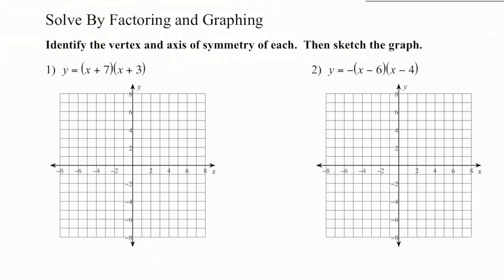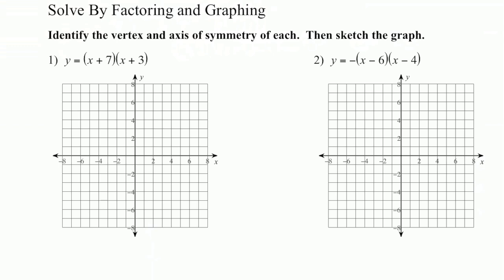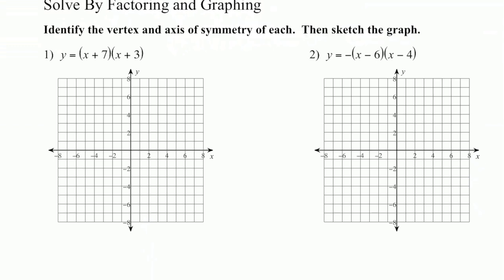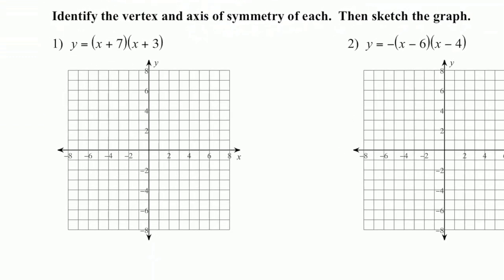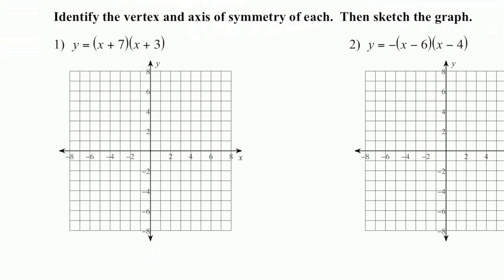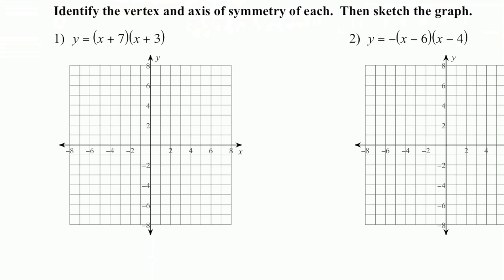In this video, we're going to talk about graphing in factored form and standard form. So numbers 1 and 2 here are given to us in factored form because we see two factors, number 1 being x plus 7 and then x plus 3. And so our first step is to set each one of our factors equal to 0 to get our x-intercepts.